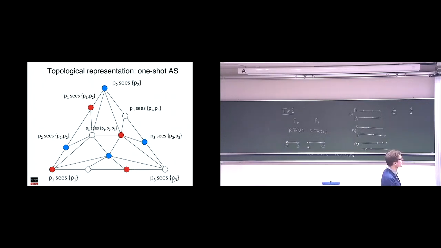This one, for example, is an execution in which P1 and P2 execute their updates, then they execute their snapshots, they see each other, they don't see P3, and only after they took their snapshots, P3 comes, executes this update and takes the snapshot, and you get the triangle here.